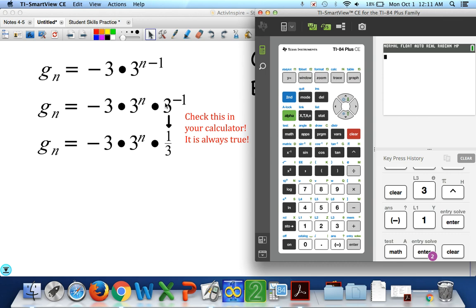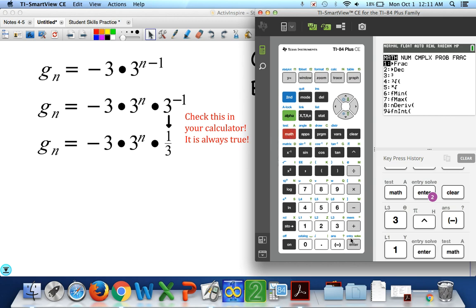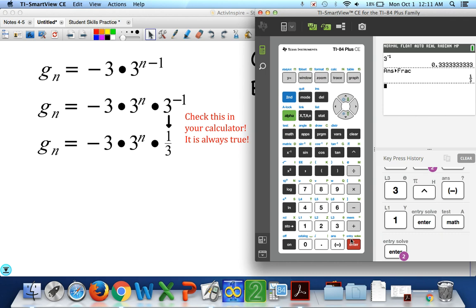Check. 3 raised to the negative 1. Well, you can put that in your calculator. 3 raised to the negative 1, and it gives us this. You say, oh, Mr. Rowe, you said it was going to be a third. Well, watch this. Math, enter. It is. It's just 1/3. Yes, it's that repeating crazy decimal, but if you do math, enter, to convert it to a fraction, it tells you that it's just 1/3.